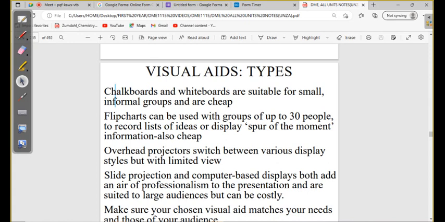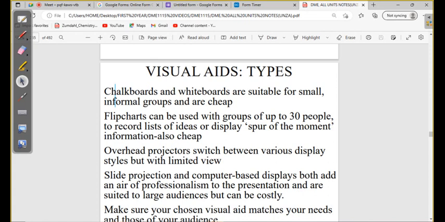You also have flip charts, which can be used for up to 30 people to record lists of ideas or display spur-of-the-moment ideas. When you're using flip charts, you don't put a lot of things. You just put many points, like spurs of the moment. It is just a record list of ideas, not explanations. That's a flip chart. You also have overhead projectors, which switch between various display styles but within a limited view.